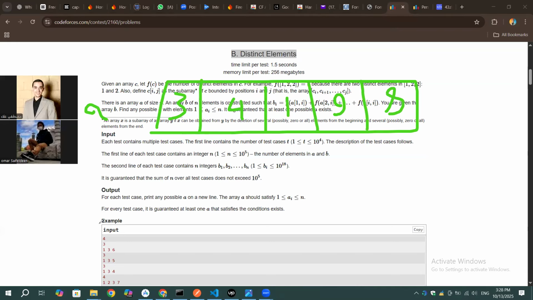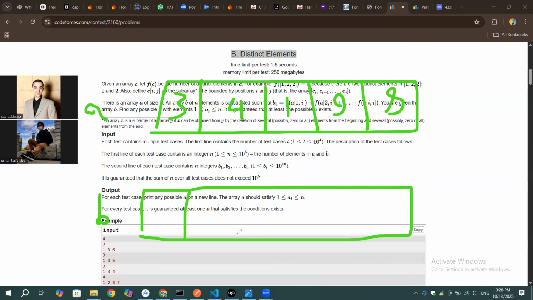Given another array B. What's array B? Array B definition. First thing, it has the same length. And by the way, this function f that they're saying is just take an array and give us the number of distinct elements there.